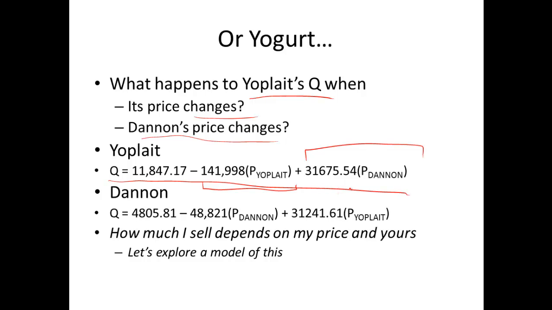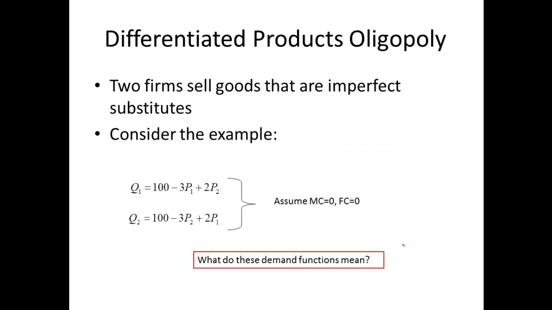Why is that? That's because as the price of Dannon goes up, some of the consumers leave Dannon and go over to Yoplait because they're substitutes. Not perfect substitutes, but substitutes. And similarly, the quantity of Dannon that gets sold bears a negative relationship to the price of Dannon. Again, that's just the demand curve that slopes downward for one's own product. But when the price of Yoplait goes up, we see that the quantity of Dannon sold goes up. So in summing up, how much I sell depends both on my price and on yours. What I want to think about here is a model of this, in particular where there are just two players with differentiated products. We can call this the differentiated products oligopoly model, but in particular we'll be focusing on two firms, so it's duopoly. We're thinking about two firms that sell goods that are imperfect substitutes.